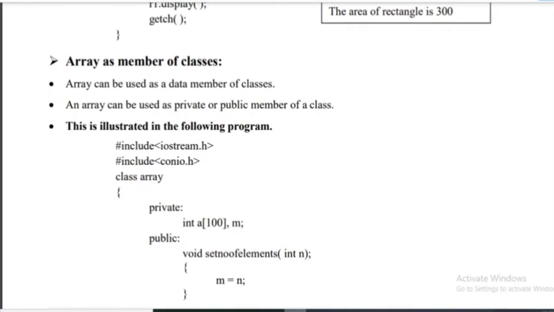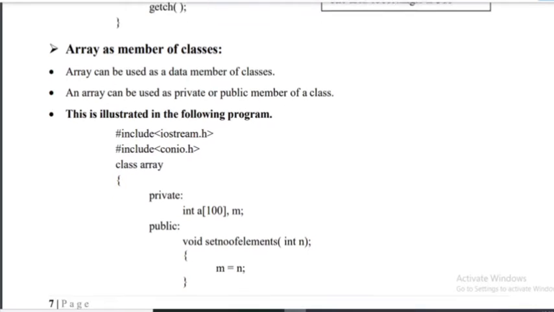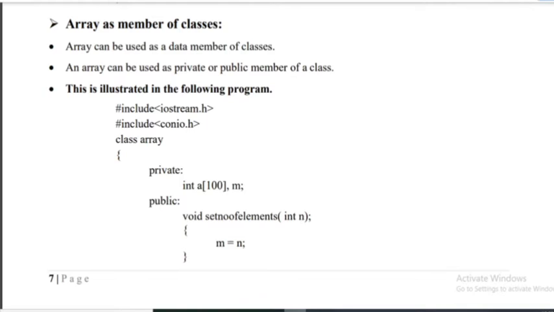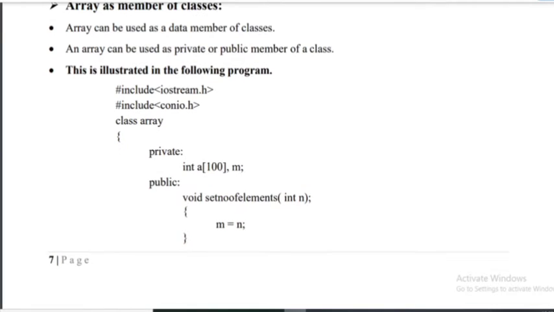Okay, now we'll see how an array can be used as a member of a class. As we all know, an array is a collection of homogeneous elements, that means similar kinds of elements. So an array can be used as a data member of a class. It means that an array can be a private or public member of a class.